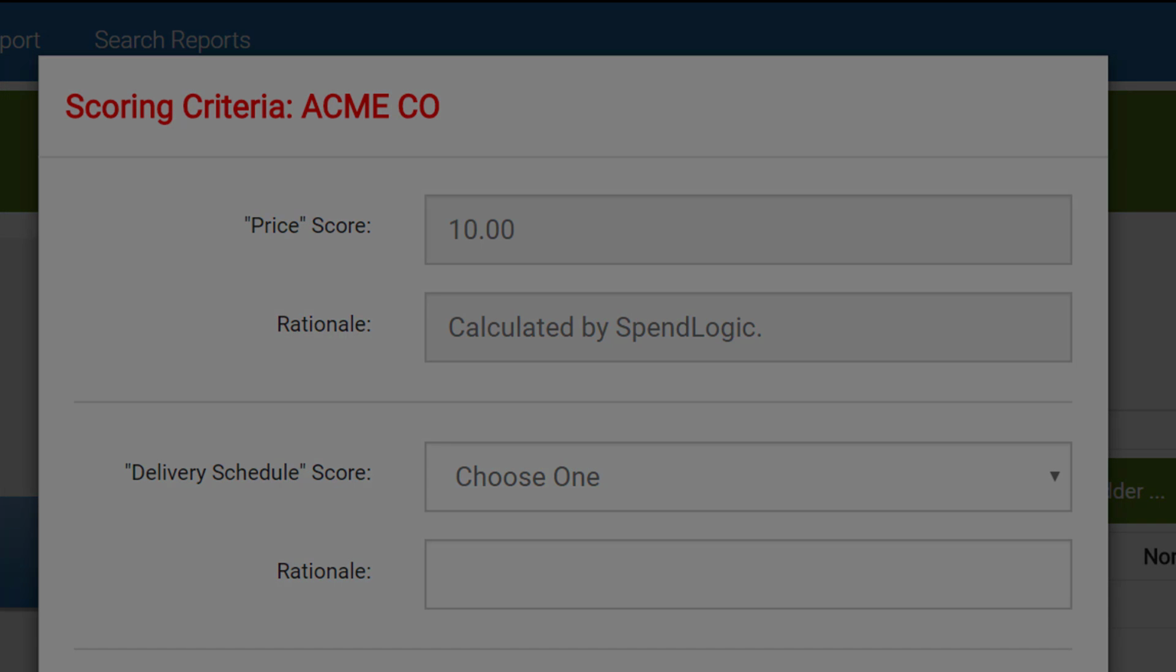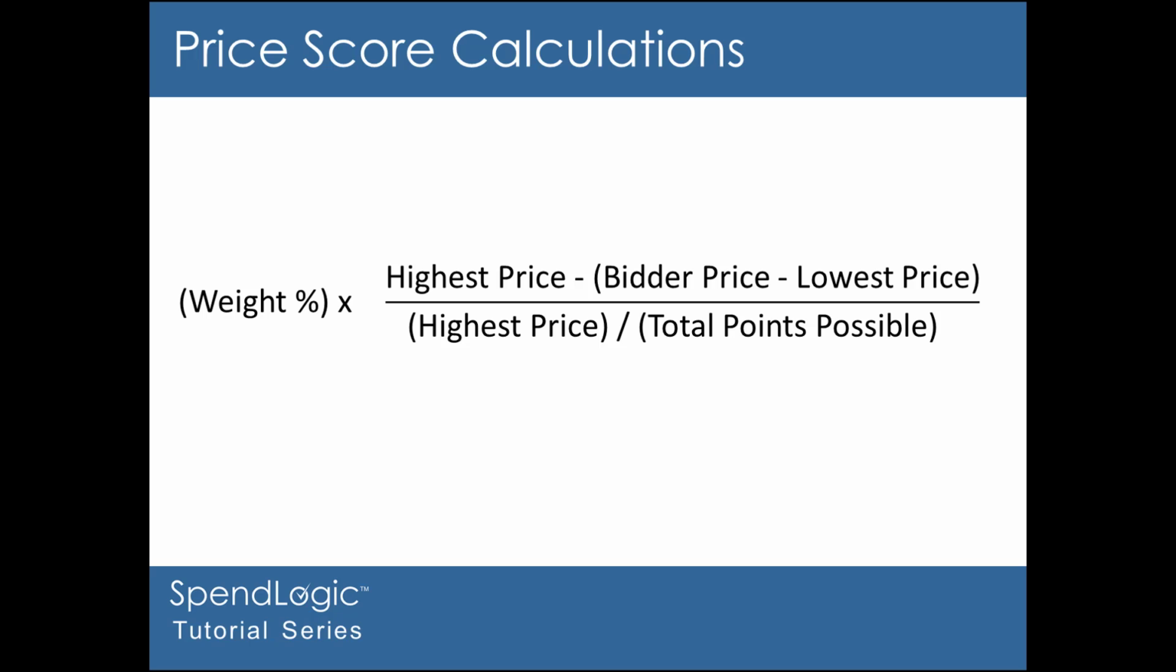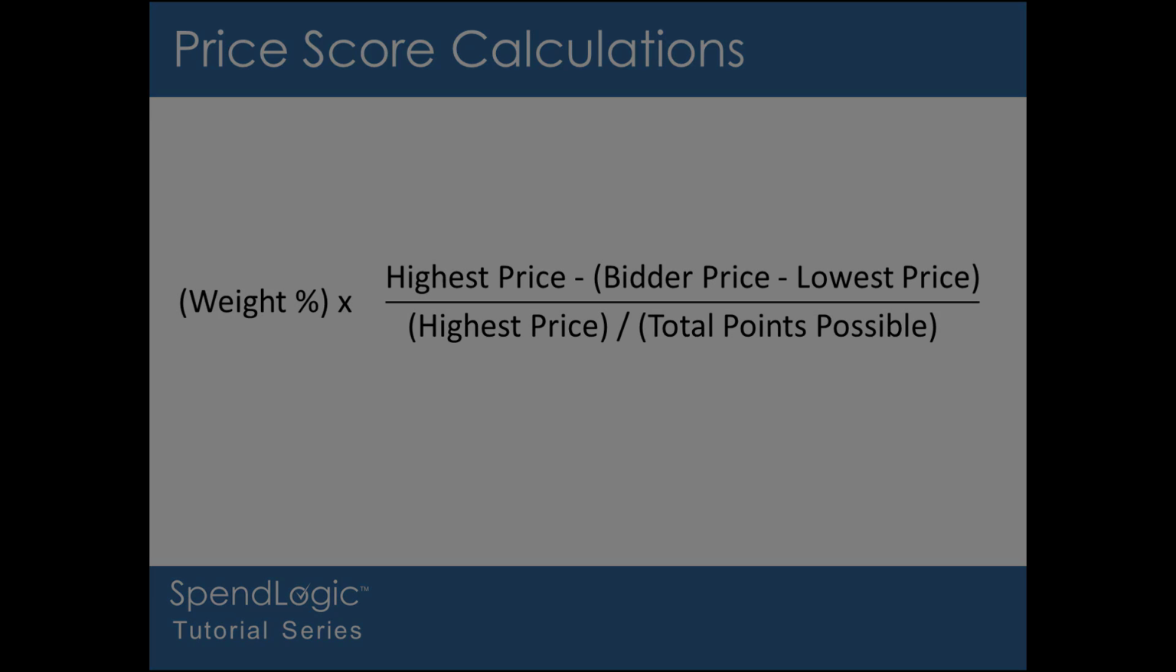The calculations that SpendLogic runs are shown here. The beauty of this calculation is that it results in scores that are distributed based on their proximity to the lowest score. In other words, if the bids each differ by 30%, the resulting scores will also differ by 30%, with the low score getting the full 10 points.